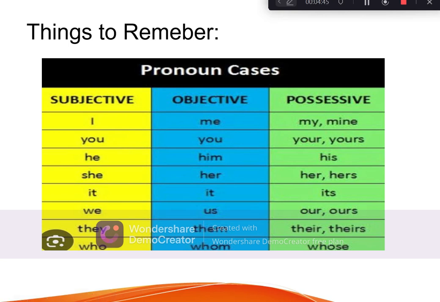Possessive pronouns: here you will find a pair of all the pronouns: my, mine, your, yours, his, her, hers, its, our, ours, their, theirs, and whose. You need to keep in mind that my, your, her, our, and their are not pronouns. They are adjectives. We call them possessive adjectives. But mine, yours, his, hers, its, ours, and theirs, they are said to be possessive pronouns. So we need to understand them and their proper usage.